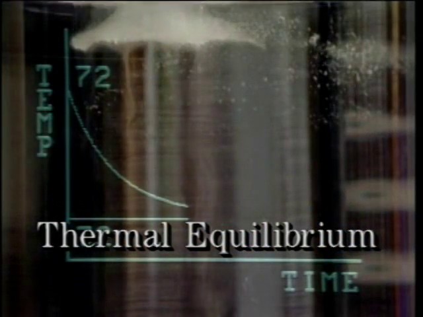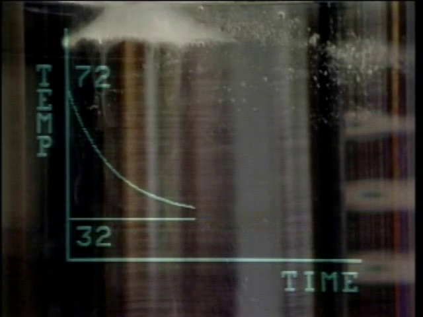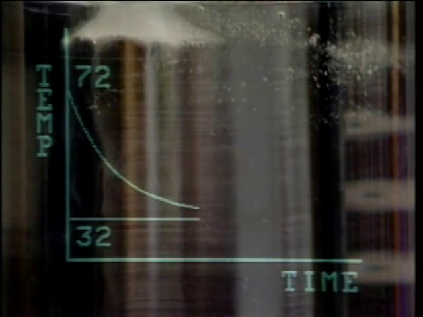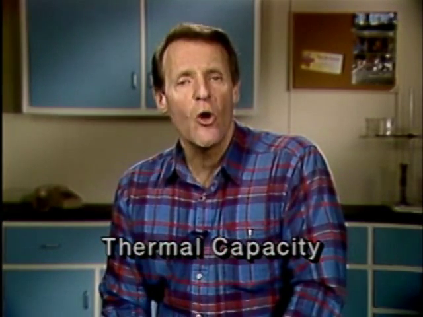Thermal equilibrium is the condition in which the temperatures of two substances are equalized. When two substances are at thermal equilibrium, no heat transfer takes place. Without a temperature difference, no heat can be transferred. Different substances require different amounts of heat to change their temperature. The amount of heat that has to be added to or removed from a substance to change its temperature is called its thermal capacity, or specific heat.